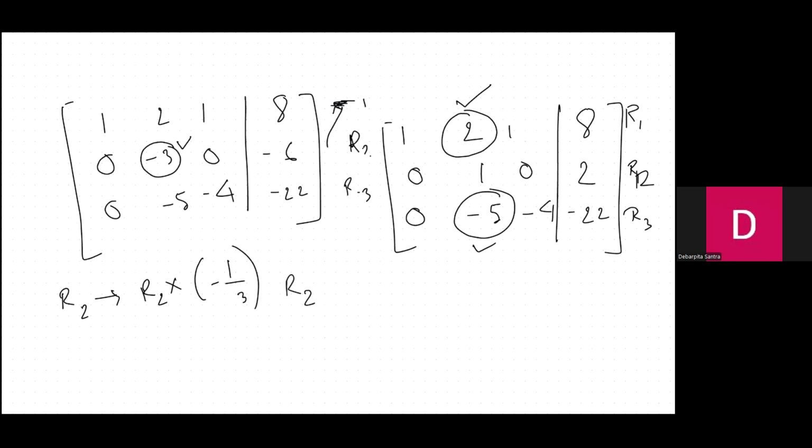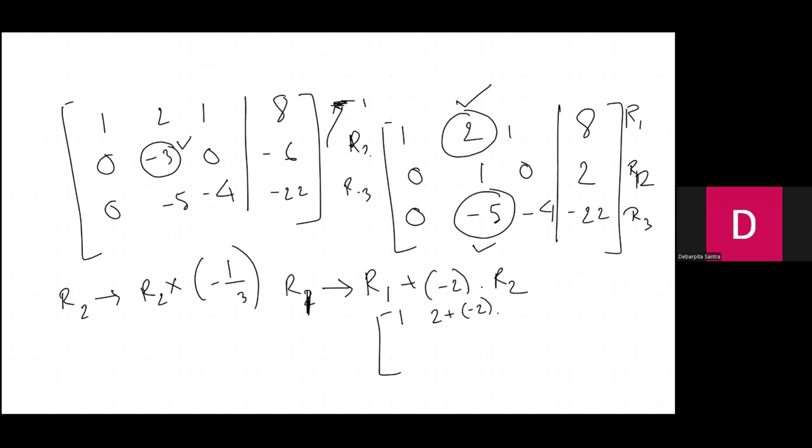So to remove this, that is to make this 2 into 0, what operation do we follow? Sorry, this should be R1 because R1 should be changed. R1 is equal to R1 plus, this is 2, so we make it minus 2 into R2. Okay. So what will happen? What will be our matrix? So it is 1, 2 plus minus 2 into R2.